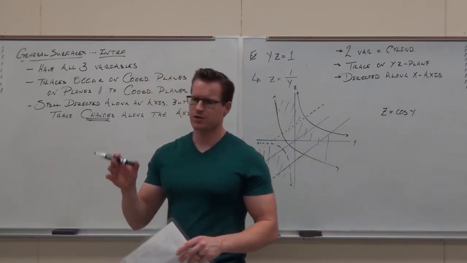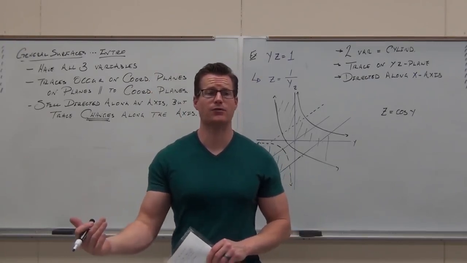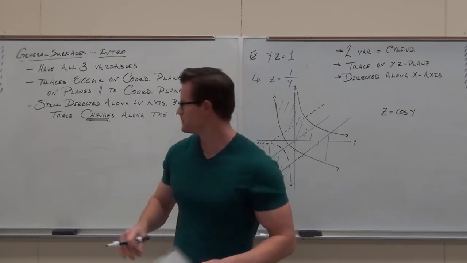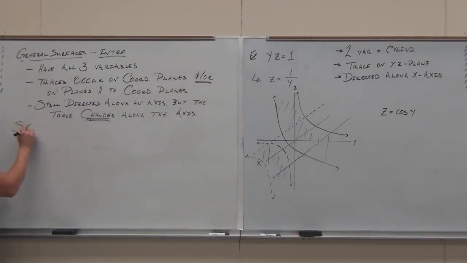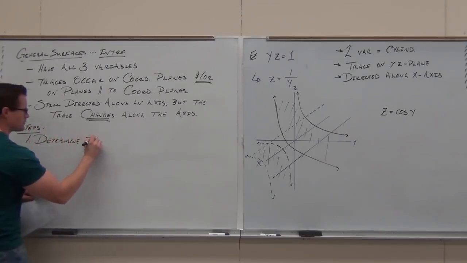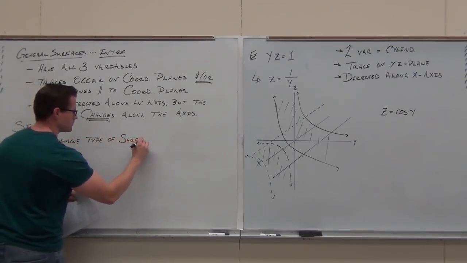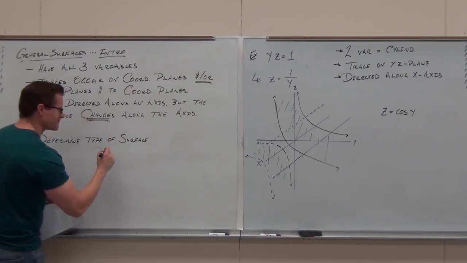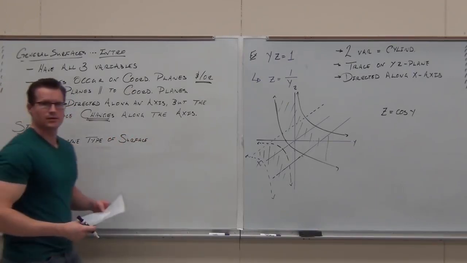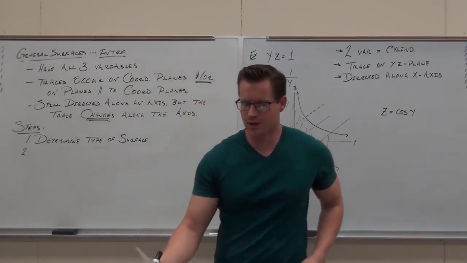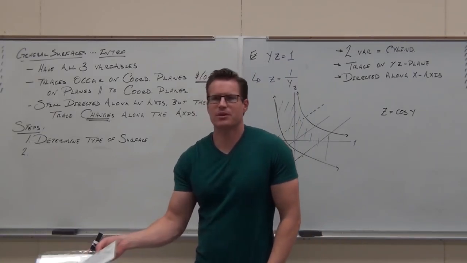Our steps are this. Firstly, we're going to determine what type of surface we have. I'm going to give you the formula, so you're going to be able to do that. So determine the type of surface. Number 2, once you determine the type of surface, determine the direction axis.